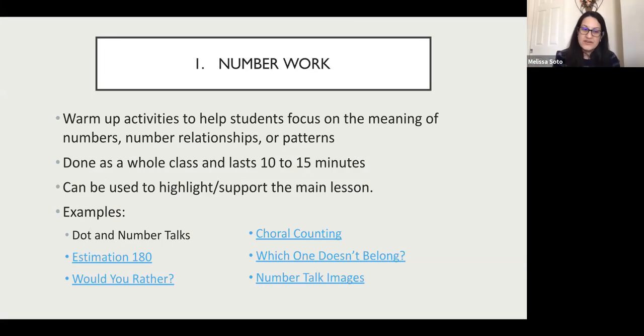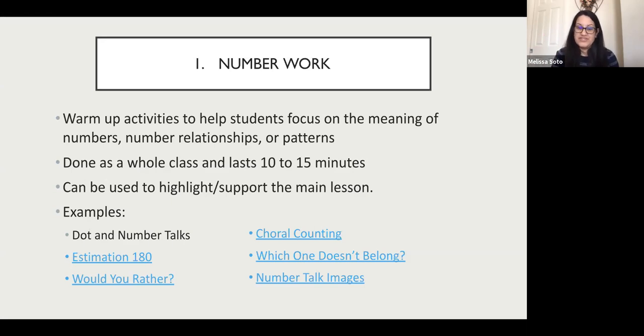Some examples of these are dot talks or number talks, choral counting, which we did last week. Some of these other ones, estimation 180, invites children to estimate different quantities. Would you rather is another activity where you pose two mathematical possibilities and kids have to decide which possibility they would rather do based on the mathematics. Which one doesn't belong provides four different options in a group, and the kids have to justify and explain why each one of those options does not belong with the rest of them.